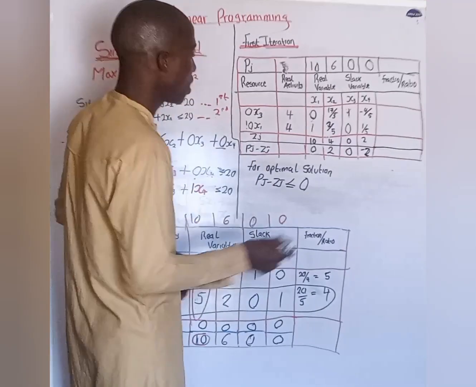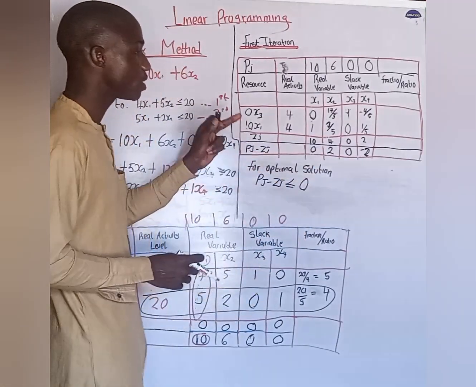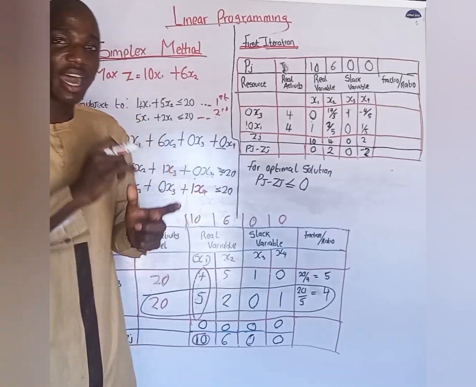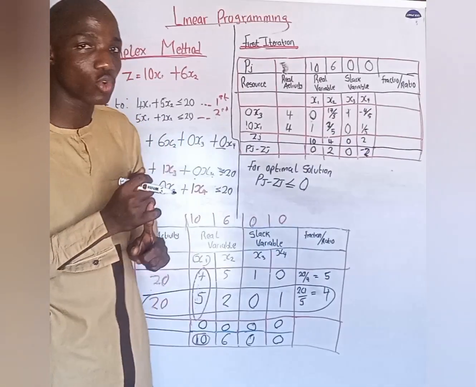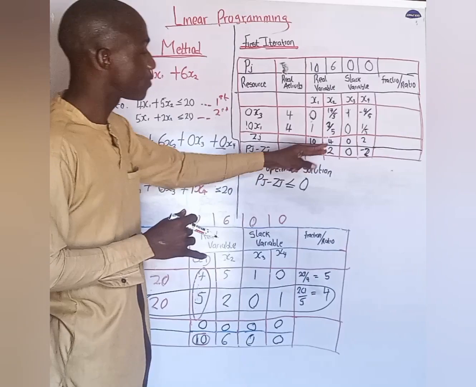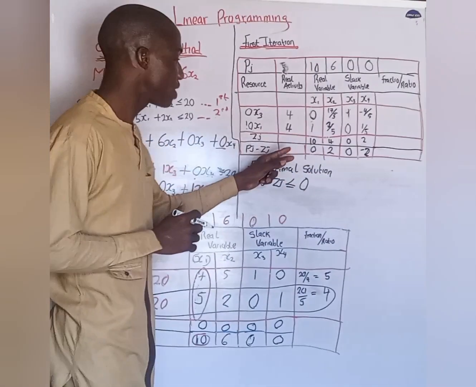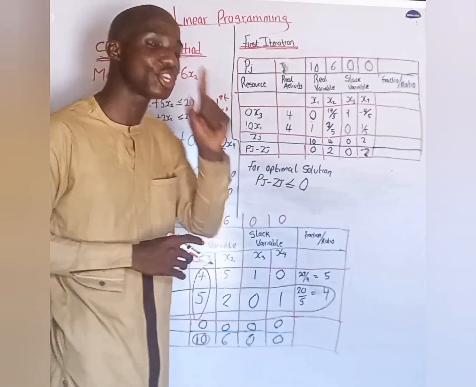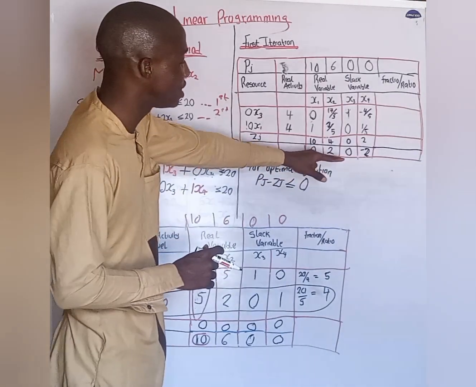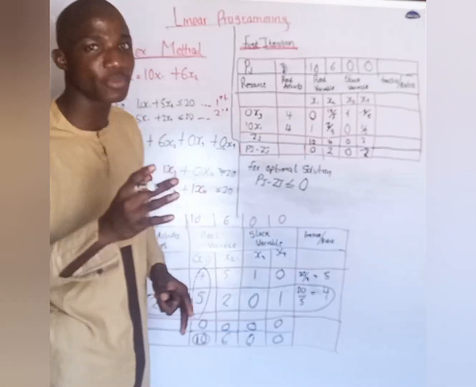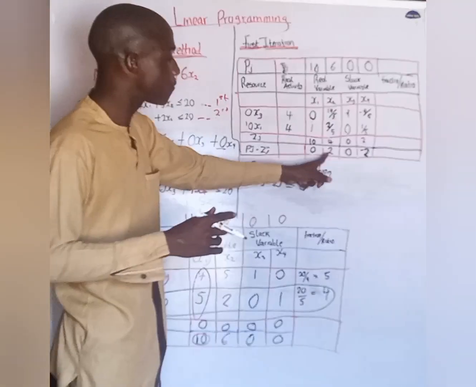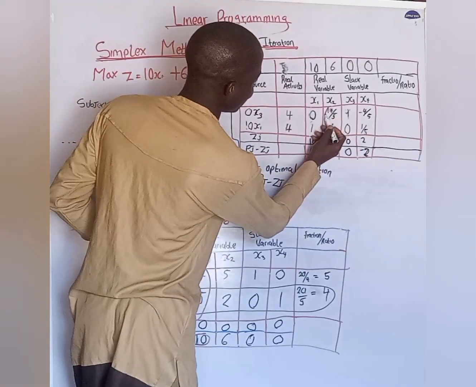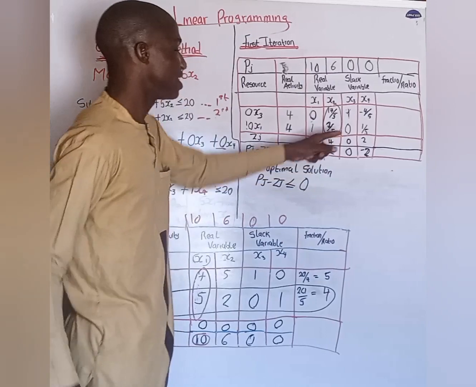So follow me carefully. Now, if you want to proceed to the second iteration, you have to get your key element, and there is no way around it. You have to get your key row and your key column in order to get your key element. If you want to get your key column, I told you that when you calculate the pj minus zj, the highest positive value, the column on that value will be our key column. If you look at the pj minus zj in this place, the highest positive number is 2. So therefore, the new key column will be this column. Yes, that is the new key column.